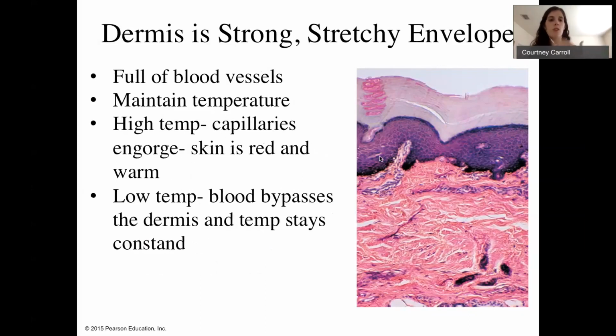Again, the dermis is full of blood vessels. It helps us maintain our temperature. The blood vessels, when it's really hot, are going to engorge. This makes your skin all red and warm, and that's so that the blood can go to the surface and lose some heat via evaporation. We do the opposite when we're cold. When we're cold, our blood vessels will constrict, they'll get really small, and so our skin will look pale because our blood is flooding our internal organs to try to stay warm.